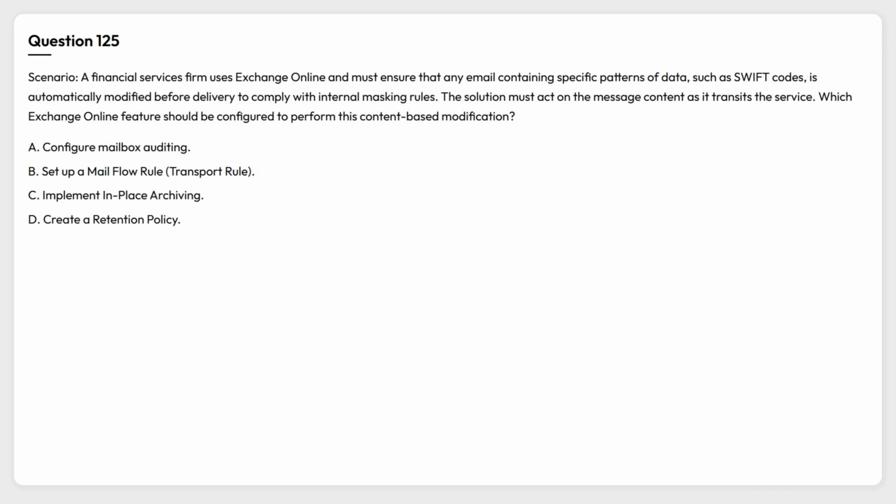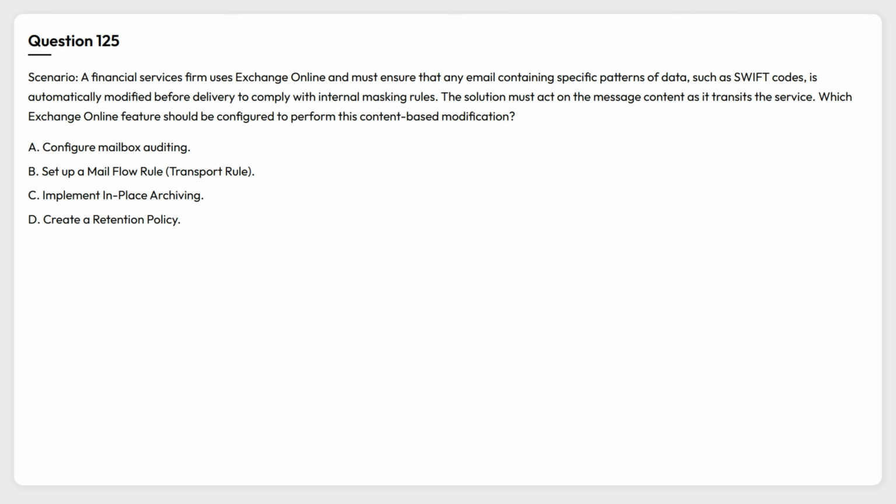Question number 125. Scenario: a financial services firm uses Exchange Online and must ensure that any email containing specific patterns of data, such as Swift codes, is automatically modified before delivery to comply with internal masking rules. The solution must act on the message content as it transits the service. Which Exchange Online feature should be configured to perform this content-based modification?